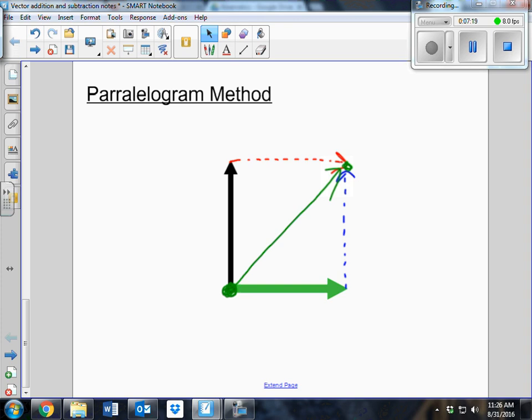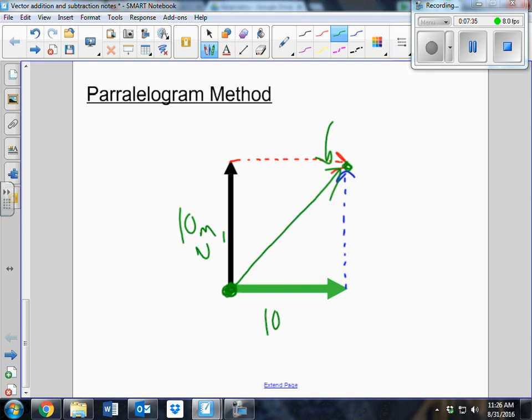Remember, the resultant has to be an arrow. I cannot stress that enough, because students lose a ton of points because they draw the correct line, but they forget to put an arrow because it's a vector. So just like here, I went 10 meters north, and I went 10 meters east, and I get the exact same result of square root of 200 northeast, and it's a vector.